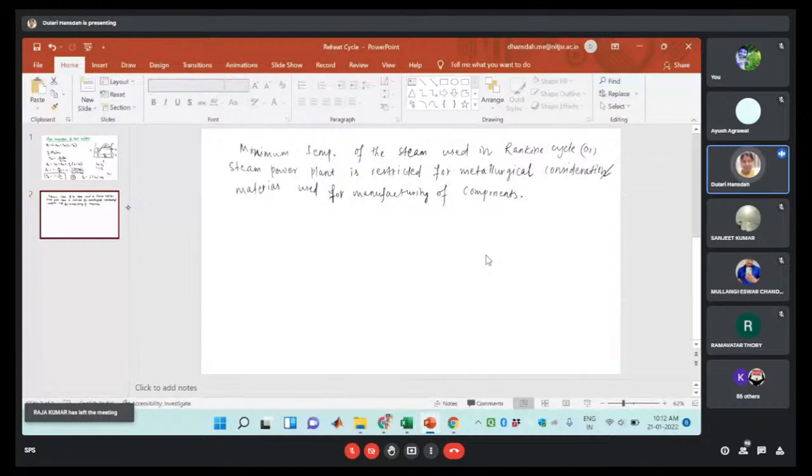That maximum temperature of the steam is also related to your mean temperature, that is Tm. T max and Tm are both related to each other. Suppose this maximum temperature is fixed. Then your operating pressure of the boiler. Let me draw that diagram.